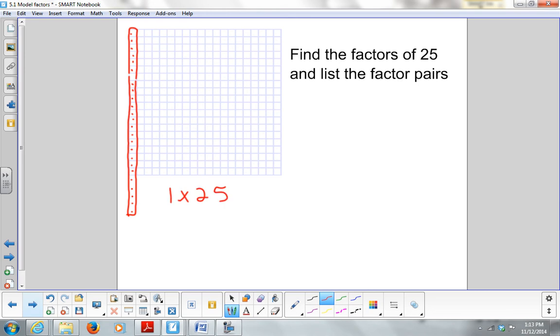Okay, can I go 2 into 25? Well, 25 is not an even number, so it's not divisible by 2. I don't think anything times 3 is 25. 4 times 5 is 20, and then 4 times 6 is 24, so it can't be 4. But I do know that 5 times 5 is 25, so I can go 5s. 1, 2, 3, 4, 5, 6, 7, 8, 9, 10, 11, 12, 13, 14, 15, 16, 17, 18, 19, 20, 21, 22, 23, 24, 25. That gives me a square, and that works. So it'll be 5 times 5 is 25, and that is all for my 25. So these are my factor pairs.